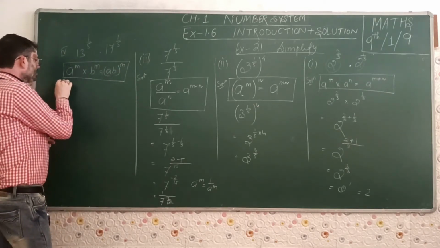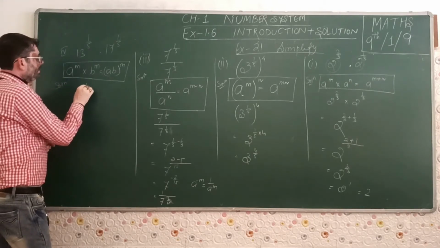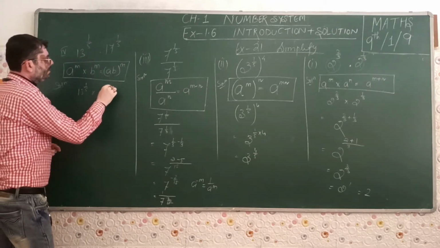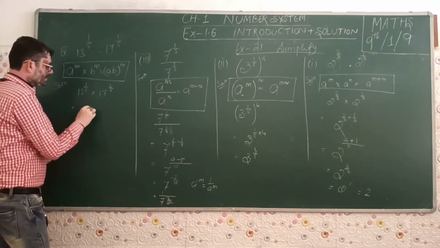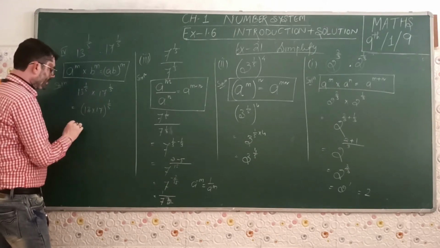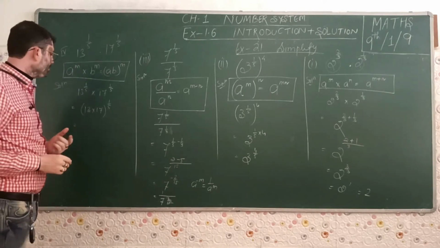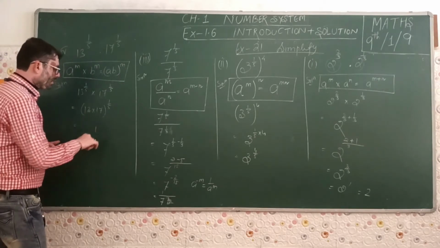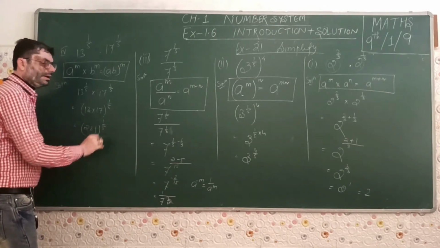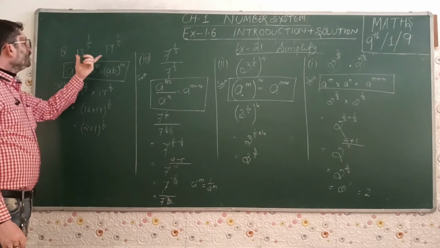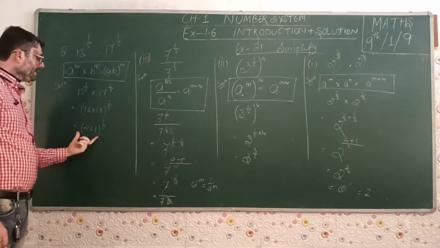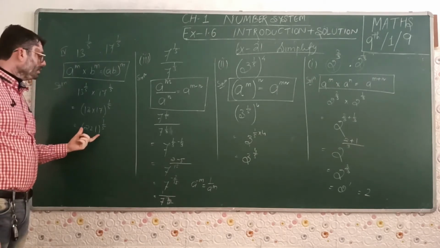So, the solution: 13 to the power 1 by 5 into 17 to the power 1 by 5 can be written as 13 into 17 whole to the power 1 by 5. We just have to multiply what is there in the bracket. So 13 into 17 is 221, and 221 to the power 1 by 5. So this is the final answer. On simplifying 13 to the power 1 by 5 into 17 to the power 1 by 5, we get 221 to the power 1 by 5.